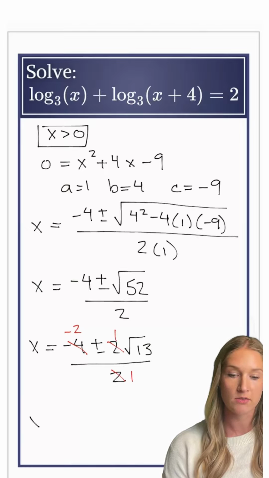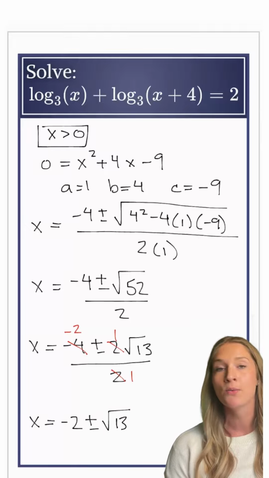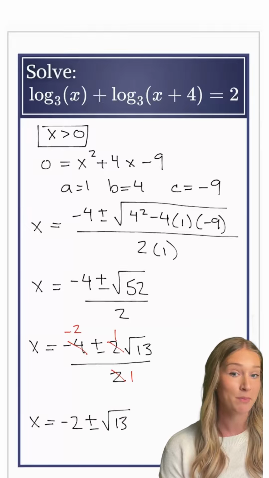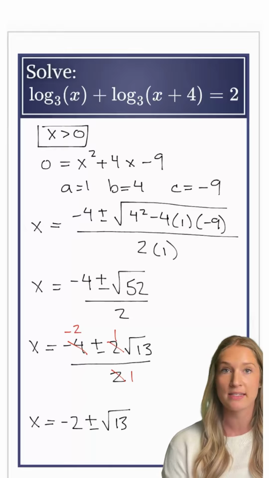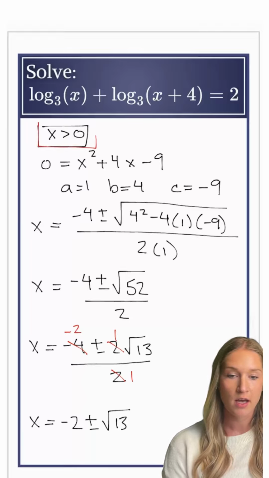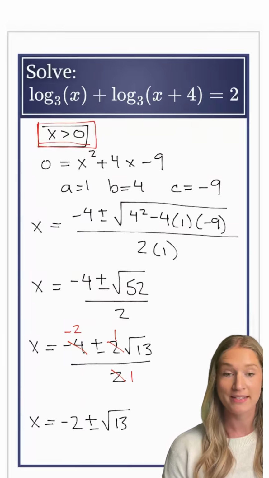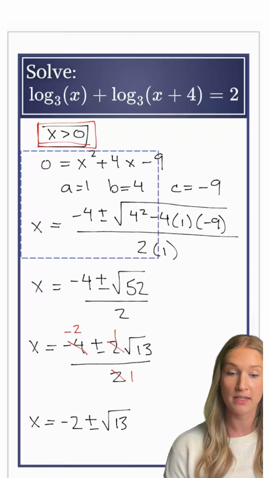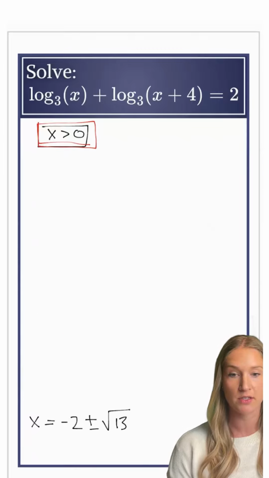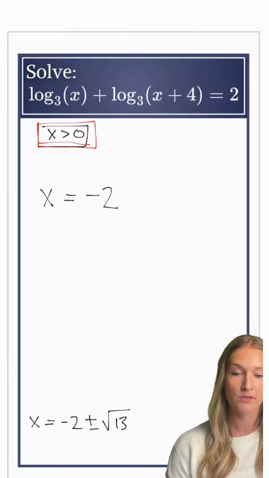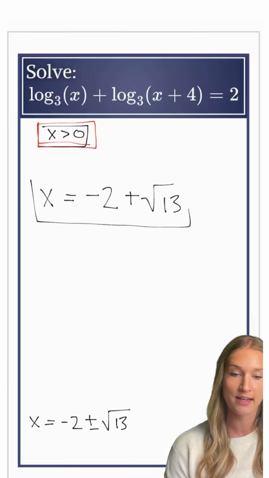So my two solutions are x equals -2 plus or minus the square root of 13 all over 1, which I do not need to write. But remember, back at the very beginning, we established a domain restriction. Up here, we have x having to be greater than 0, which means that my solution is only going to be the positive of our two options. So x is only going to be equal to -2 plus the square root of 13, and that is all.